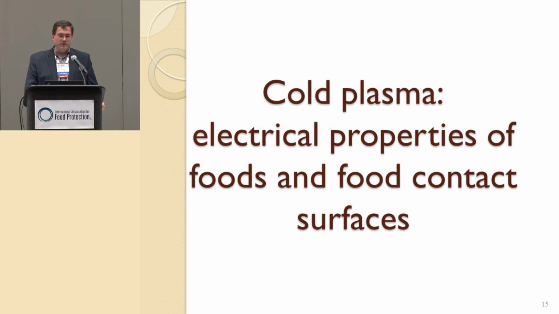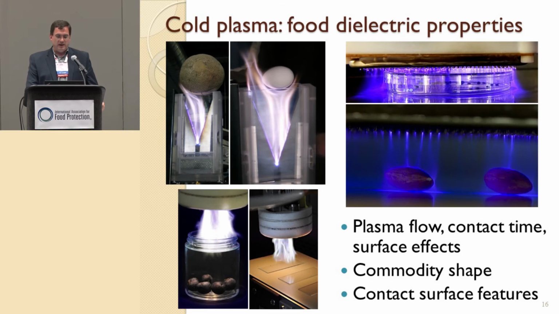Just real quickly, the electrical properties of the foods. Here, again, this is some of the stuff from some work that we've done in my laboratory, past and present, where we're comparing the same system here on cantaloupe versus eggs. The thing about the cantaloupe is it's got this netted surface, so you have a lot of turbulence right at the surface. So the way that the plasma is flowing around the surface trying to kill that salmonella is very different than the very smooth surface of the egg.